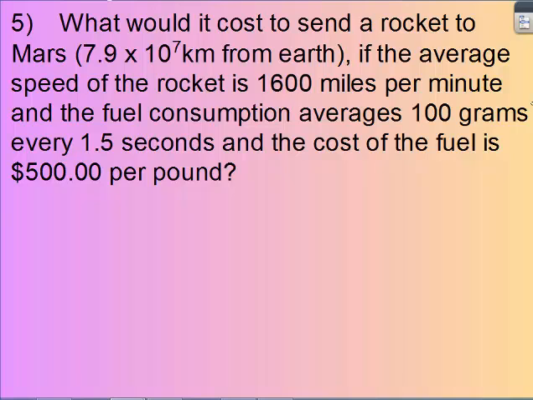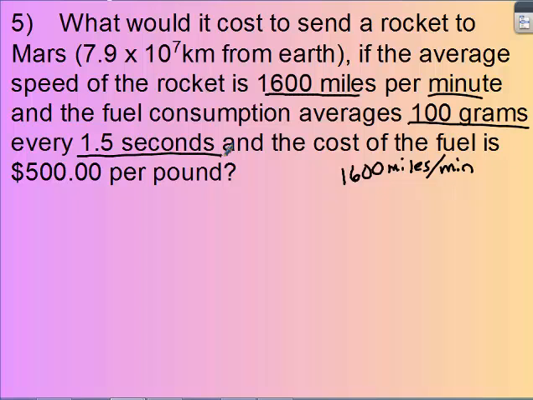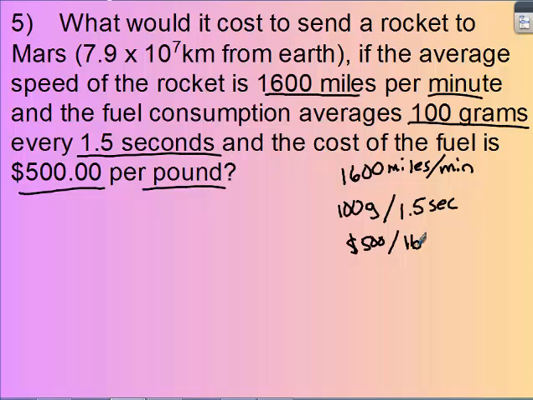All right, on this one, it's 1,600 miles per minute. 100 grams of fuel is consumed for every 1.5 seconds. The cost of the fuel is $500 per pound. We want to send it to Mars. They tell us what the distance is, and we're trying to find the cost. So for that distance, what's the cost?